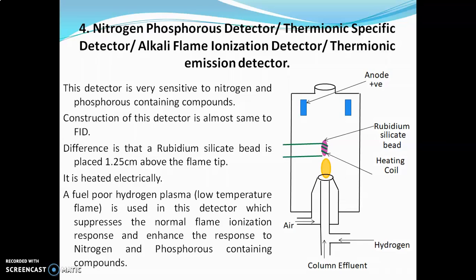A fuel poor hydrogen plasma or low temperature flame is used in this detector, which will suppress the normal flame ionization response and enhance the response to the nitrogen and phosphorus containing compounds. Here hydrogen plasma is generated due to use of low temperature flame, and when nitrogen and phosphorus containing compounds burn in this hydrogen plasma, they will increase the amount of current flowing through the electrodes. Exact working of this detector is not known, but this detector is the most sensitive detector for nitrogen and phosphorus containing compounds.